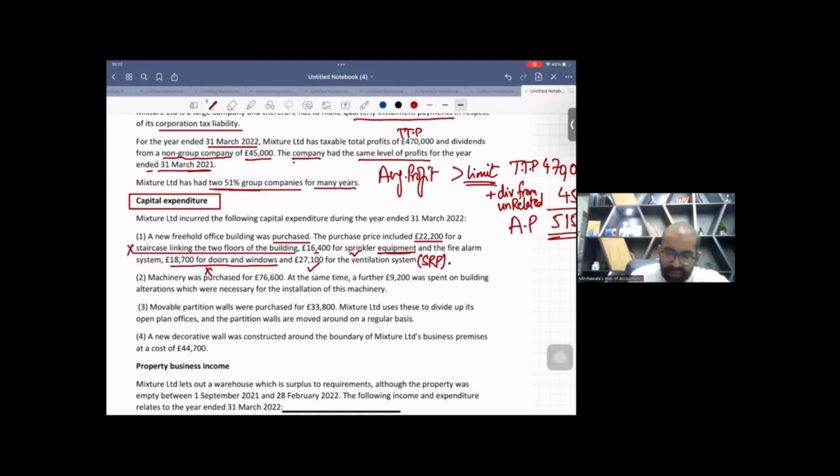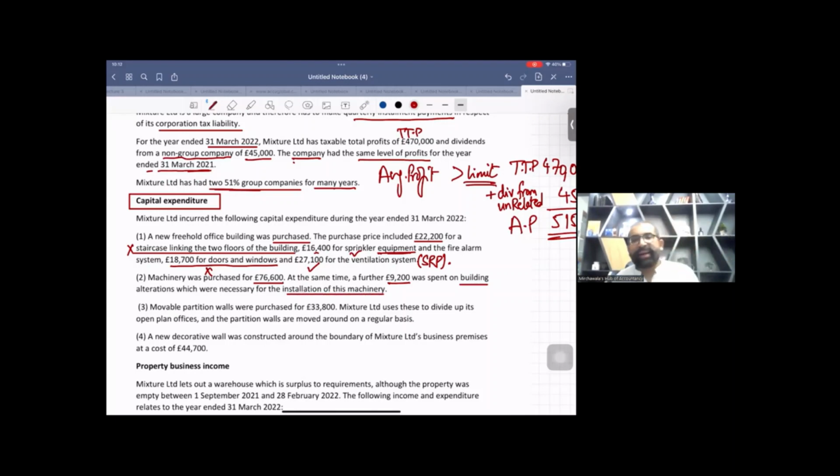The next thing, machinery was purchased for 76,600. Machinery is always part of plant and machinery. This is from an old past paper, nothing new. Quick response is needed. At the same time, a further 9,200 was spent on building alterations which were necessary to make the installation of this machinery possible.